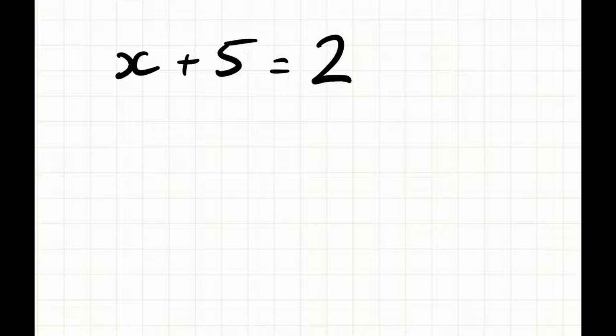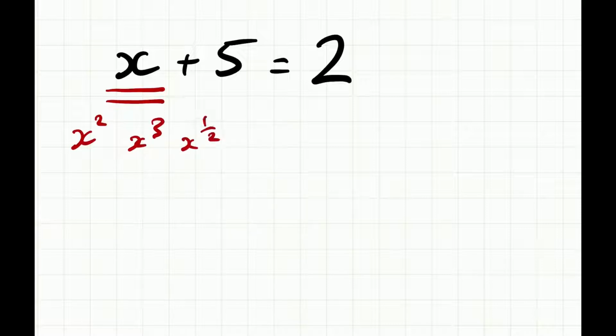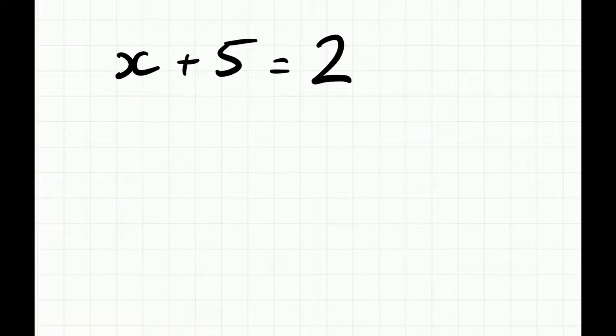A critical thing to note is that in a linear equation, the x term has the highest power. What do I mean by that? We don't have anything like x squared or x to the 3 or x to the half. Rather, we have x where 1 is actually our highest power. So this is what we mean by a linear equation. We've just got an x there, it's like x to the 1, where 1 is the highest power.